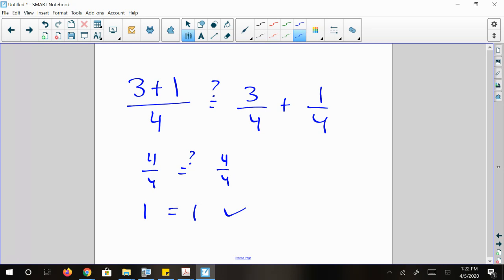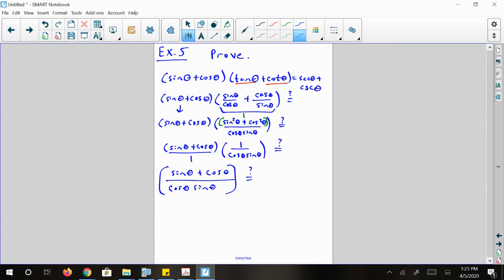So what does this tell me? It means I can split up a fraction using the denominator. I can rewrite this as 3 over 4 plus 1 over 4, as long as I keep the same denominator on both of these. This is still a true statement. Let's try that here and see what happens. So in other words, I'm going to write this as sine of theta divided by all of this denominator, plus cosine of theta divided by all of this denominator.